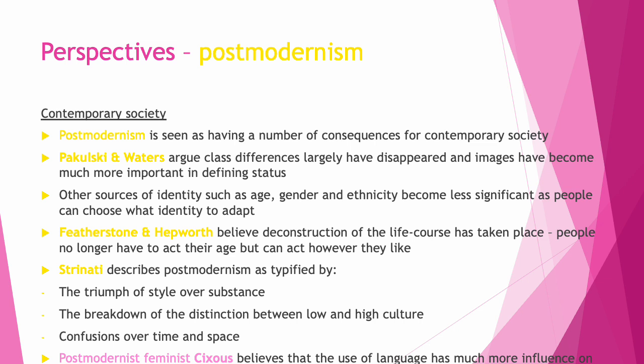Postmodernism is seen as having a number of consequences for contemporary society. Pakulski and Walters argue class differences largely have disappeared and images have become much more important in defining status. Other sources of identity, such as age, gender, and ethnicity, become less significant as people can choose what identity to adopt. Featherstone and Hepworth believe deconstruction of the life course has taken place.